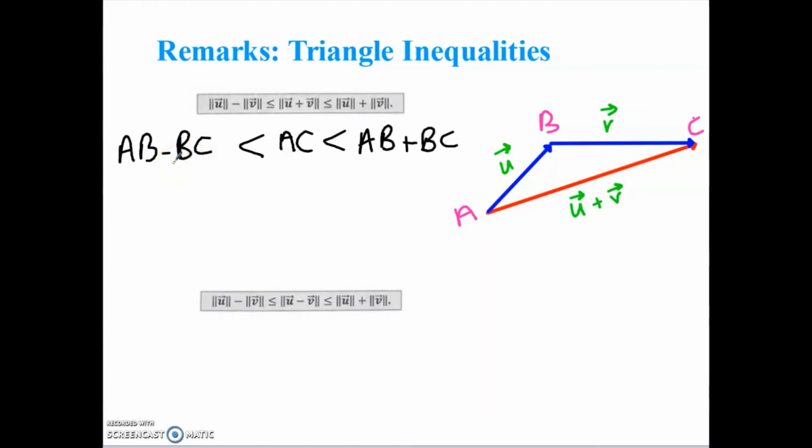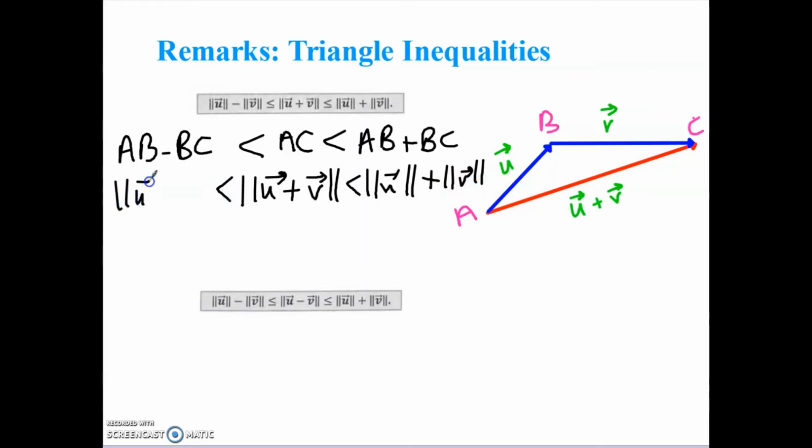Now, what's AC? AC is the length of segment AC, which is the same as the norm of u plus v. So I can replace AC by the norm of u plus v. And AB is the norm of u, BC is the norm of v. Similarly here, AB is the norm of u and BC is the norm of v.